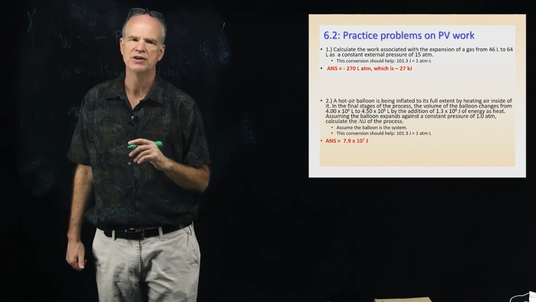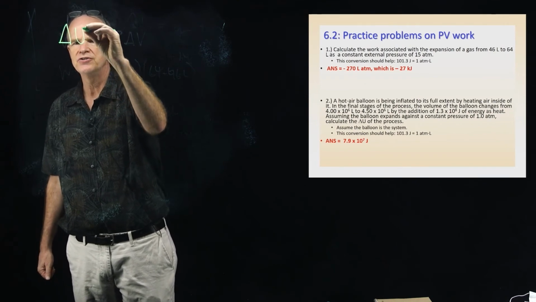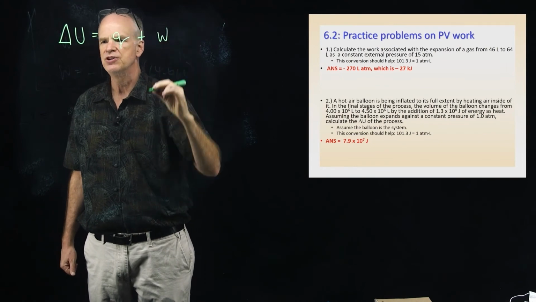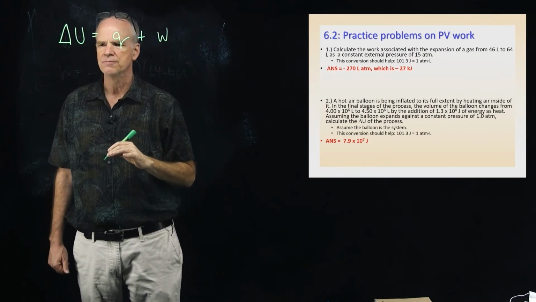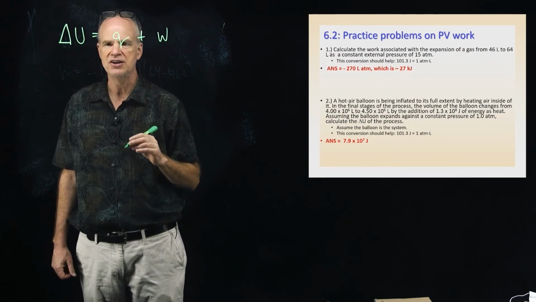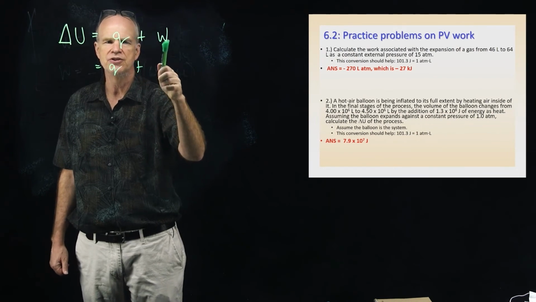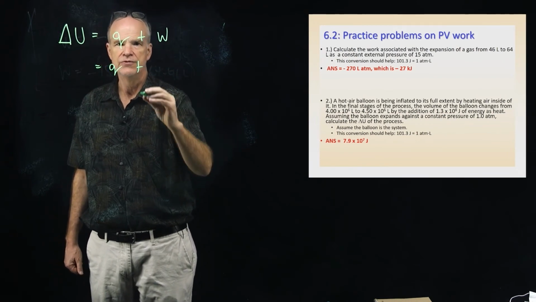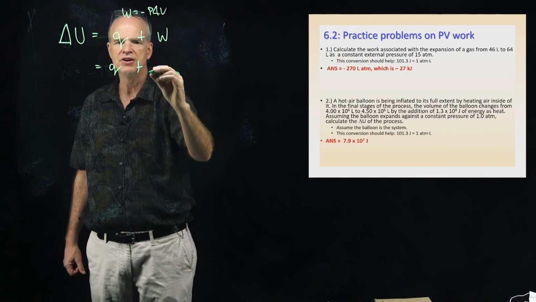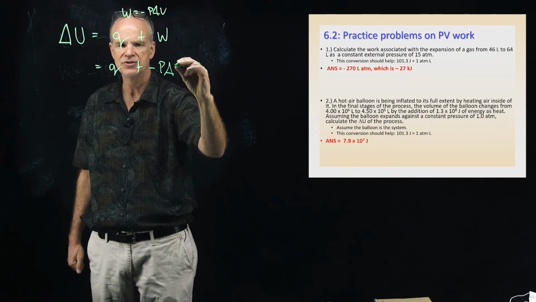the process. Okay, so again, what we have here is a situation where we're trying to find delta U, and you know it's going to be equal to Q plus W. Now, we're not given work per se. Instead, we're given a change of volume and a pressure. So what we're going to have to do is substitute into this work the fact that work is equal to negative P delta V. So I'm just going to substitute that in here. So plus negative P delta V.